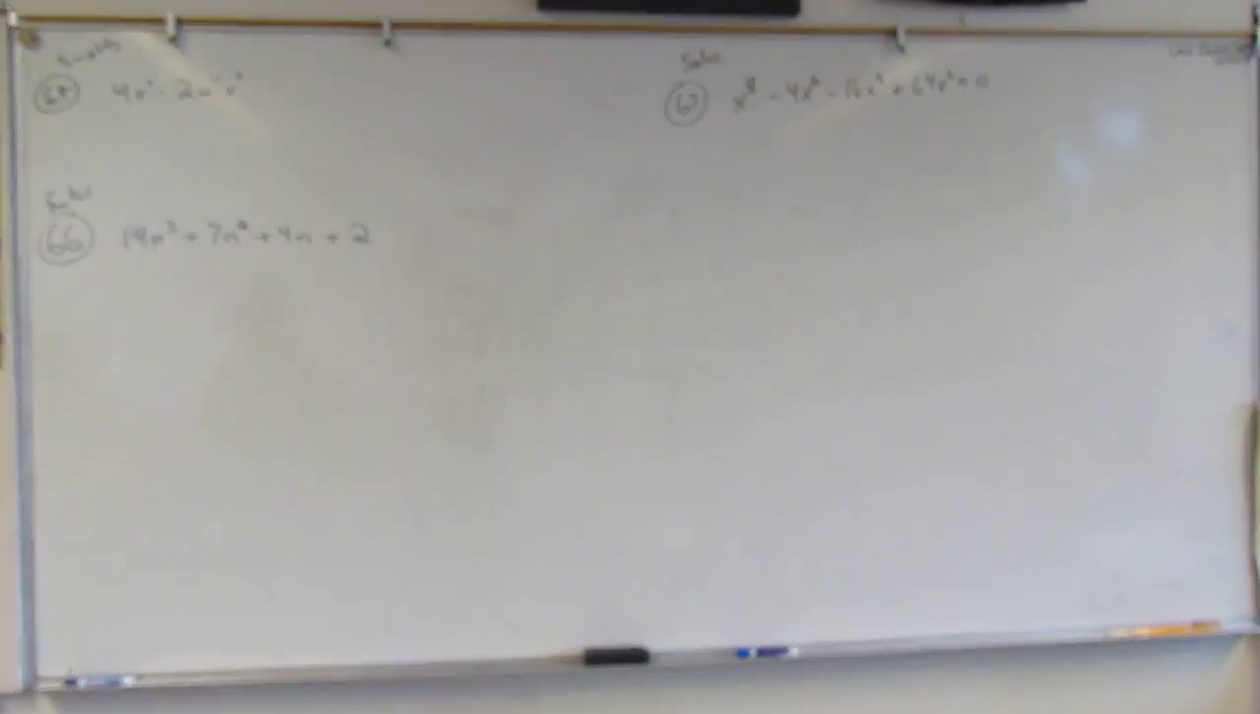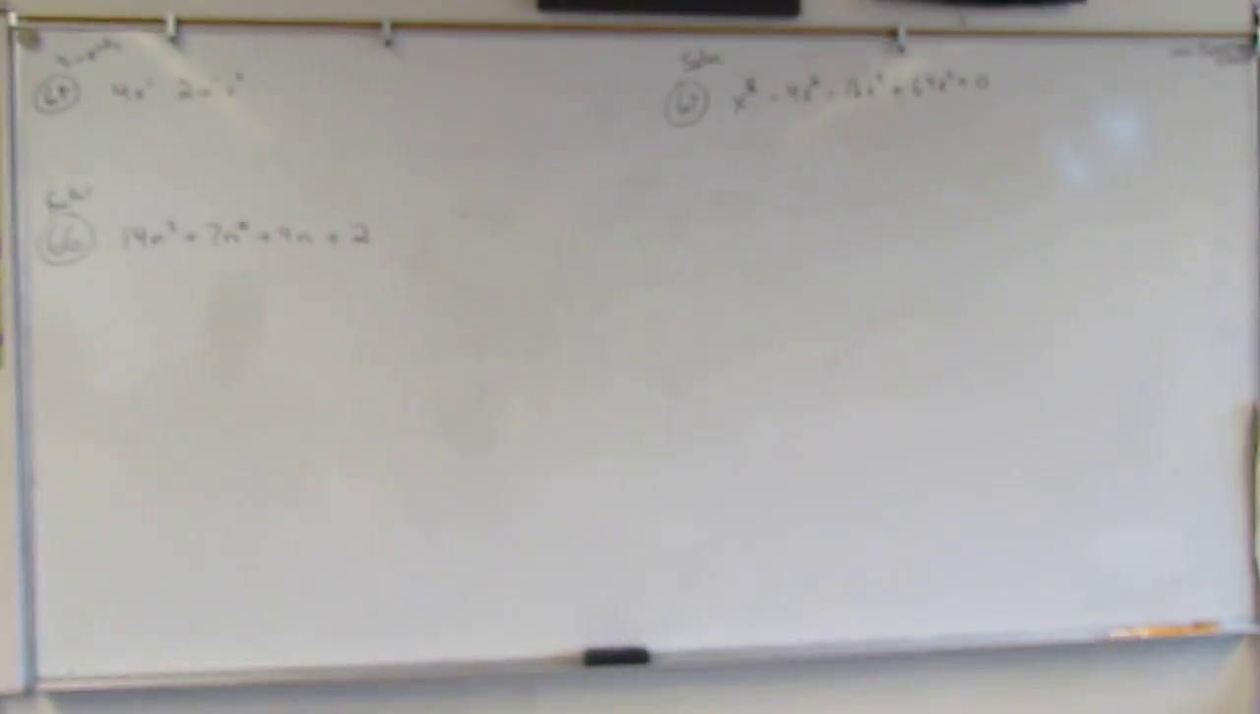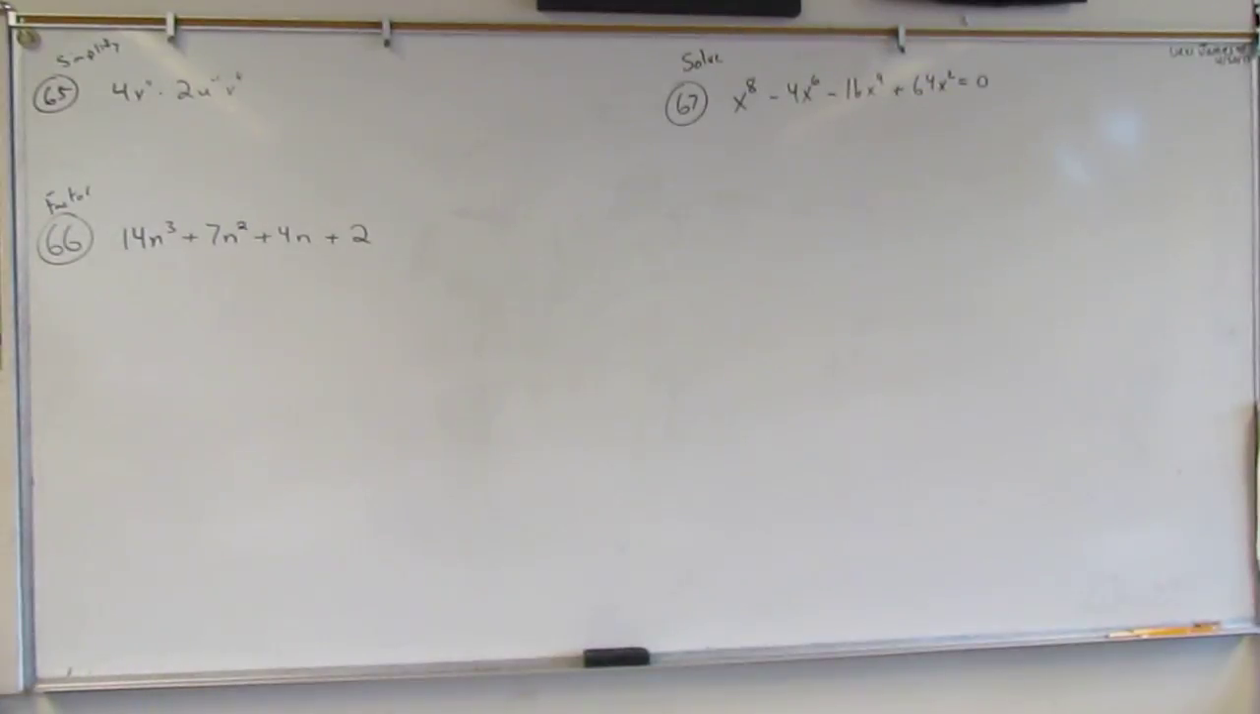All right, so we've got 65, 66, and 67. 65 is pretty simple. We're simplifying. It's all exponential rules.